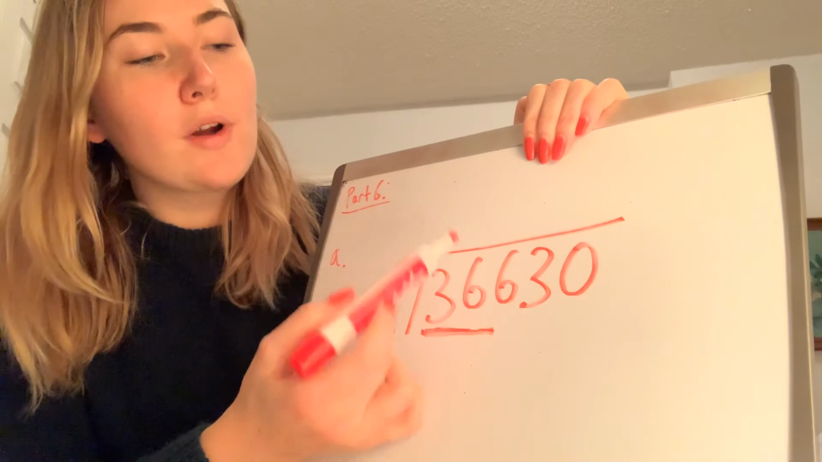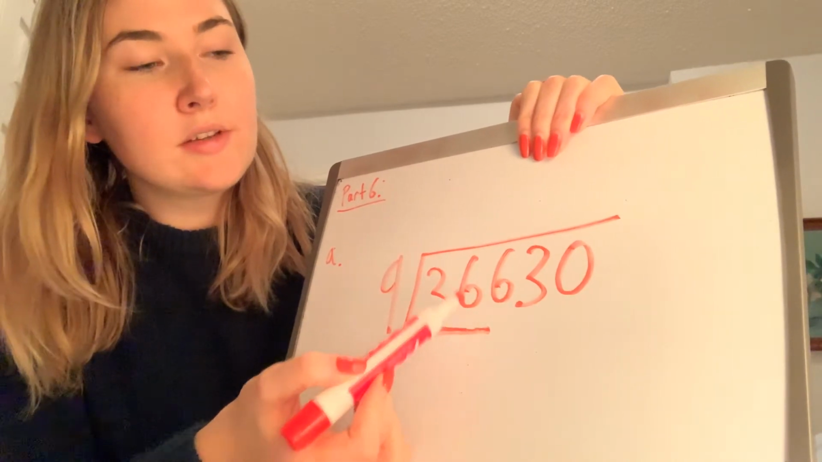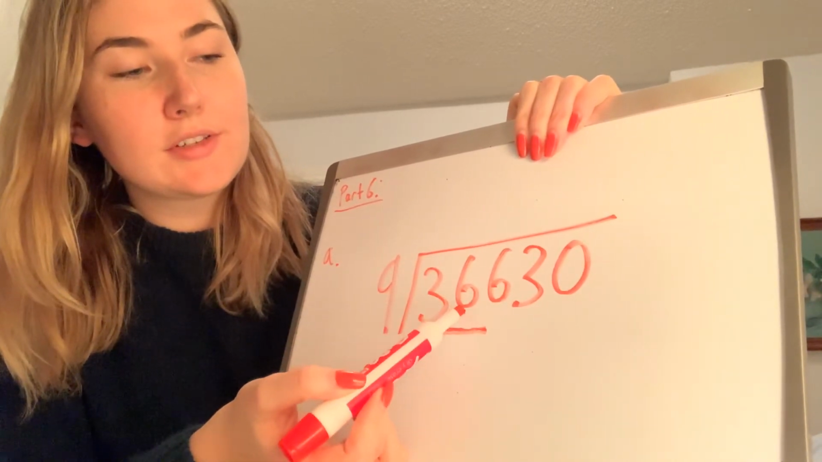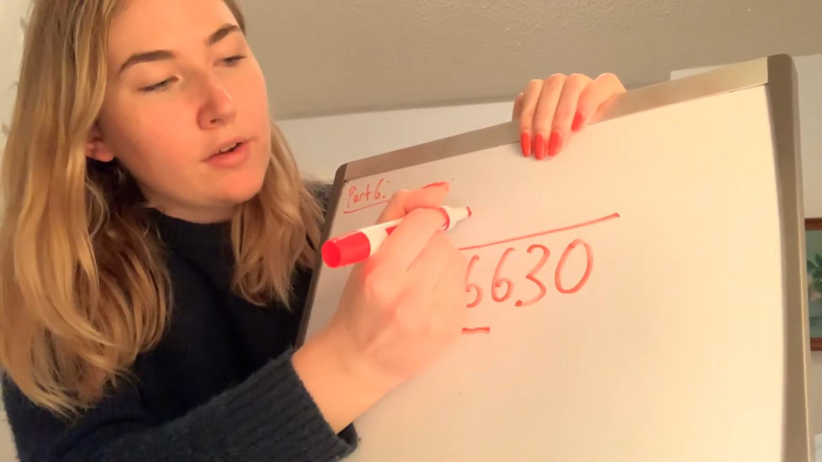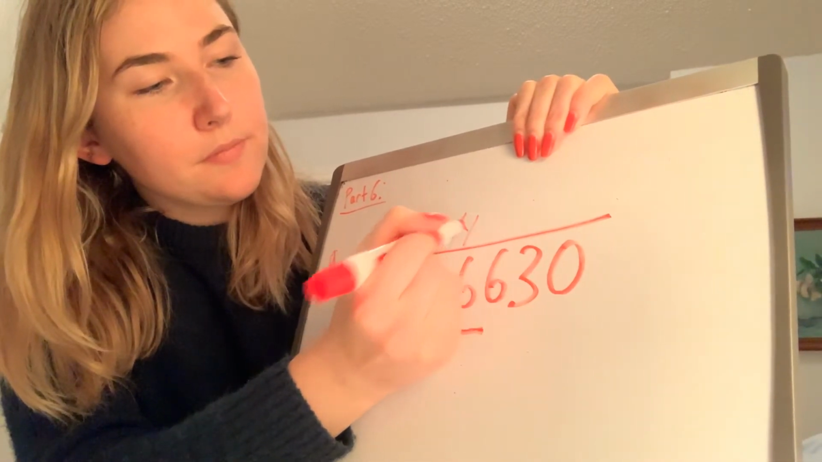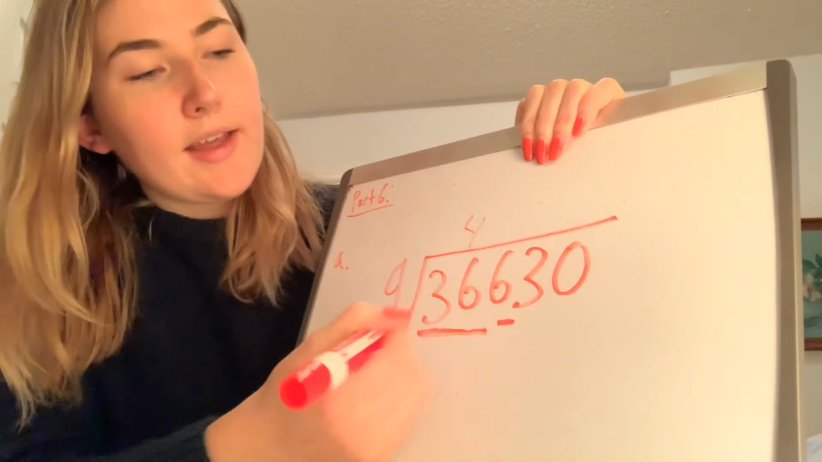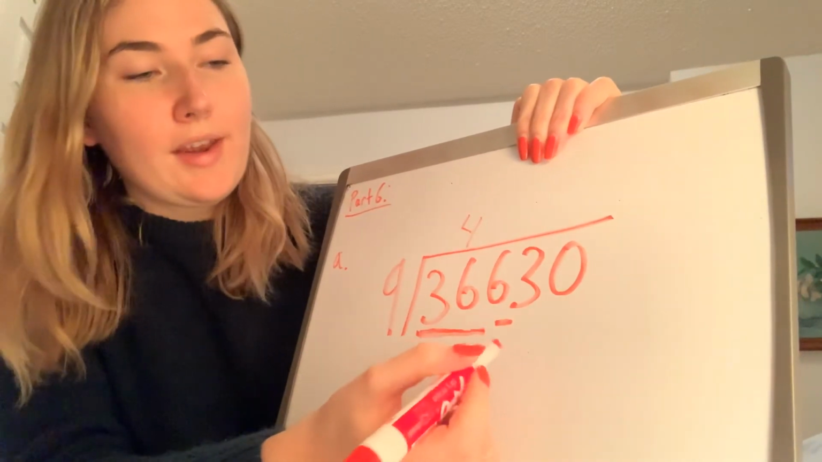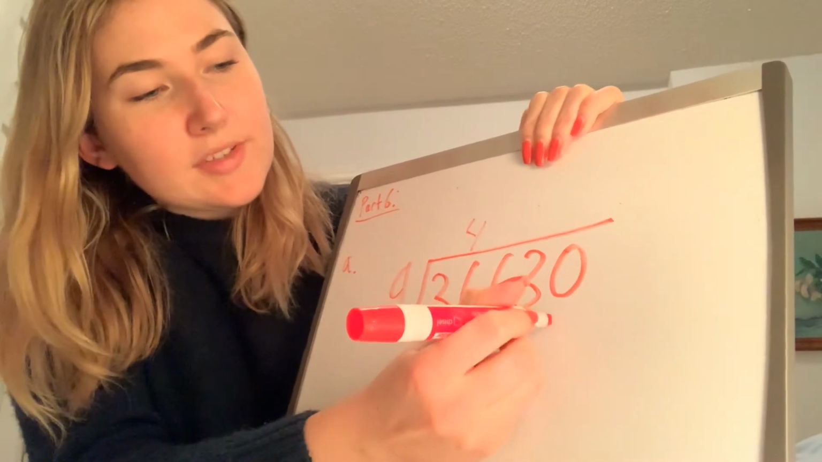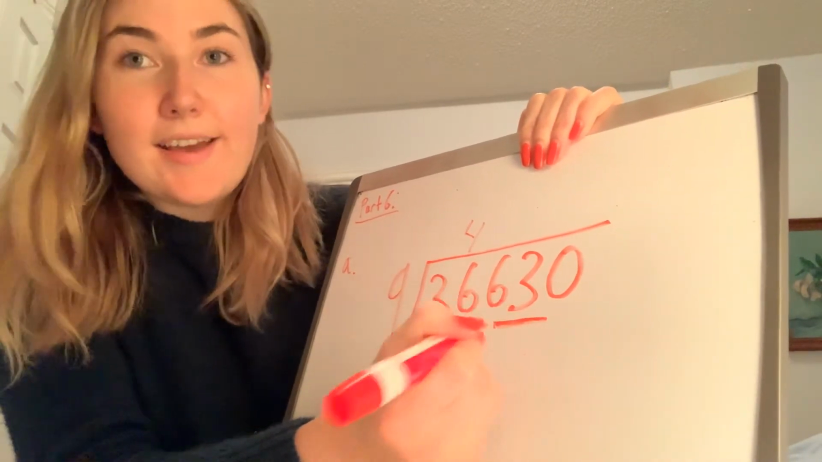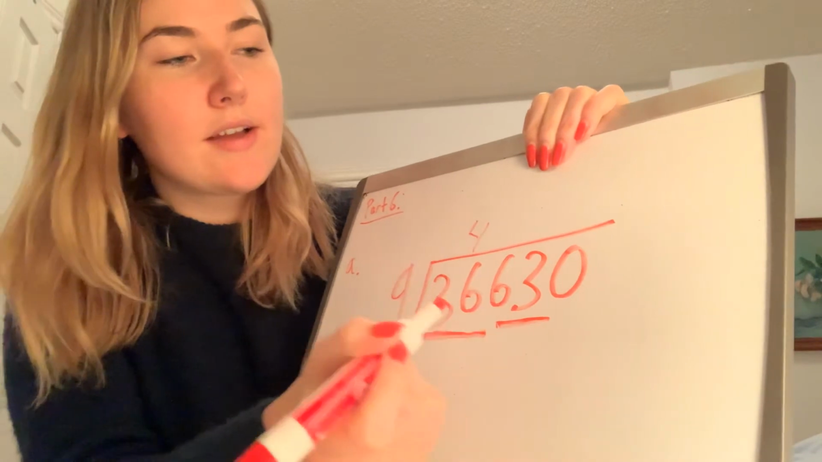So since it's a 4, I'm going to match it up with our 1 place value. Since it's 36, put 4 on top of here. And then our next number is a 6. Can 9 go into 6? No, it cannot. Can 9 go into 63? Yes, it goes into 63 7 times.